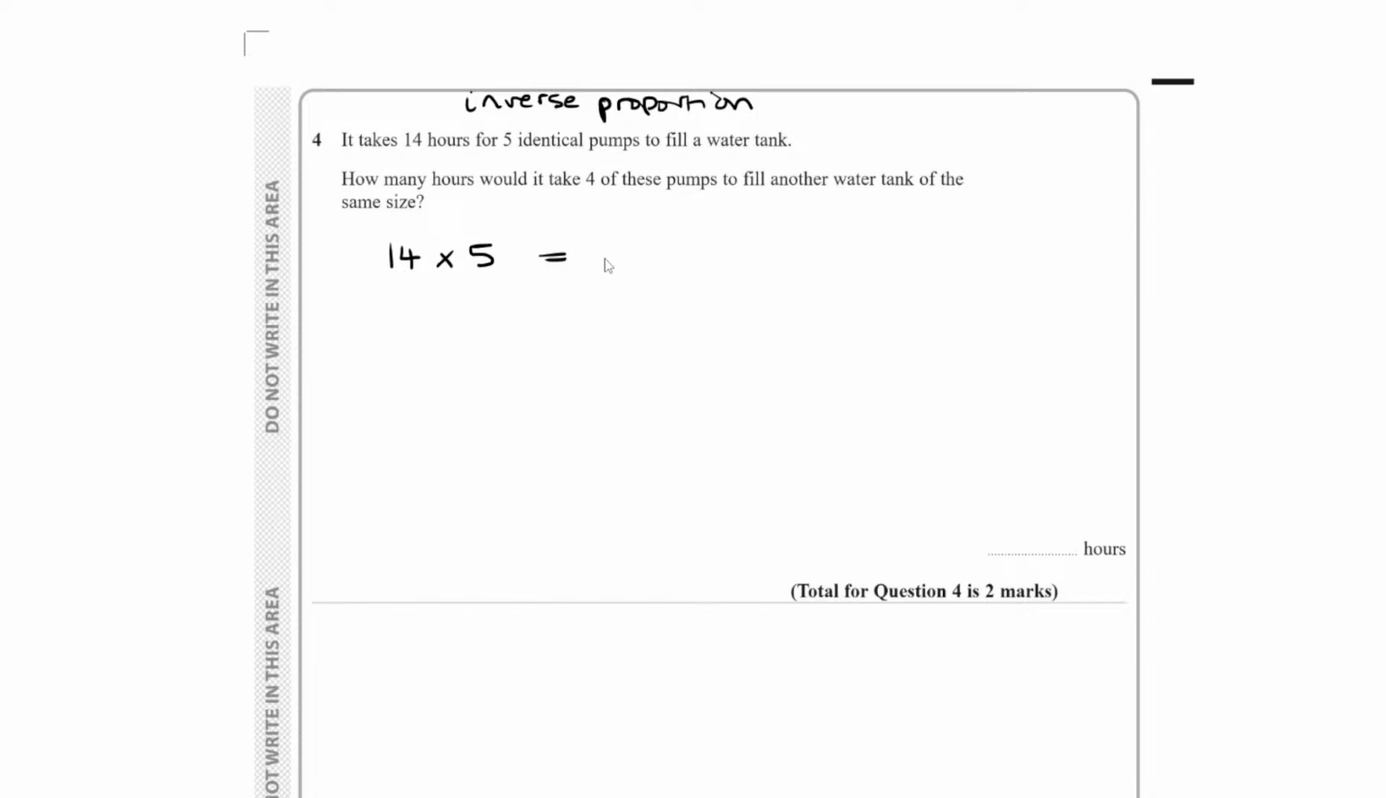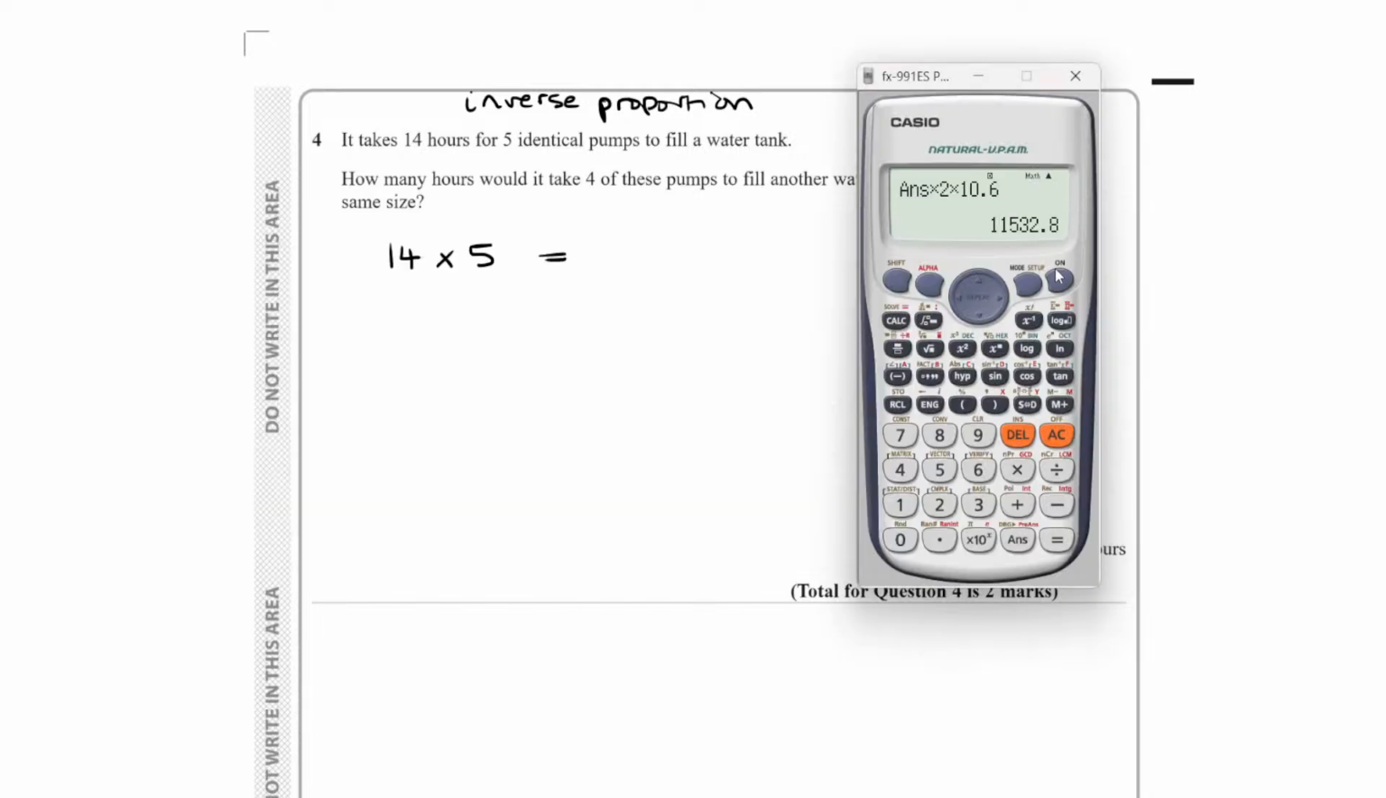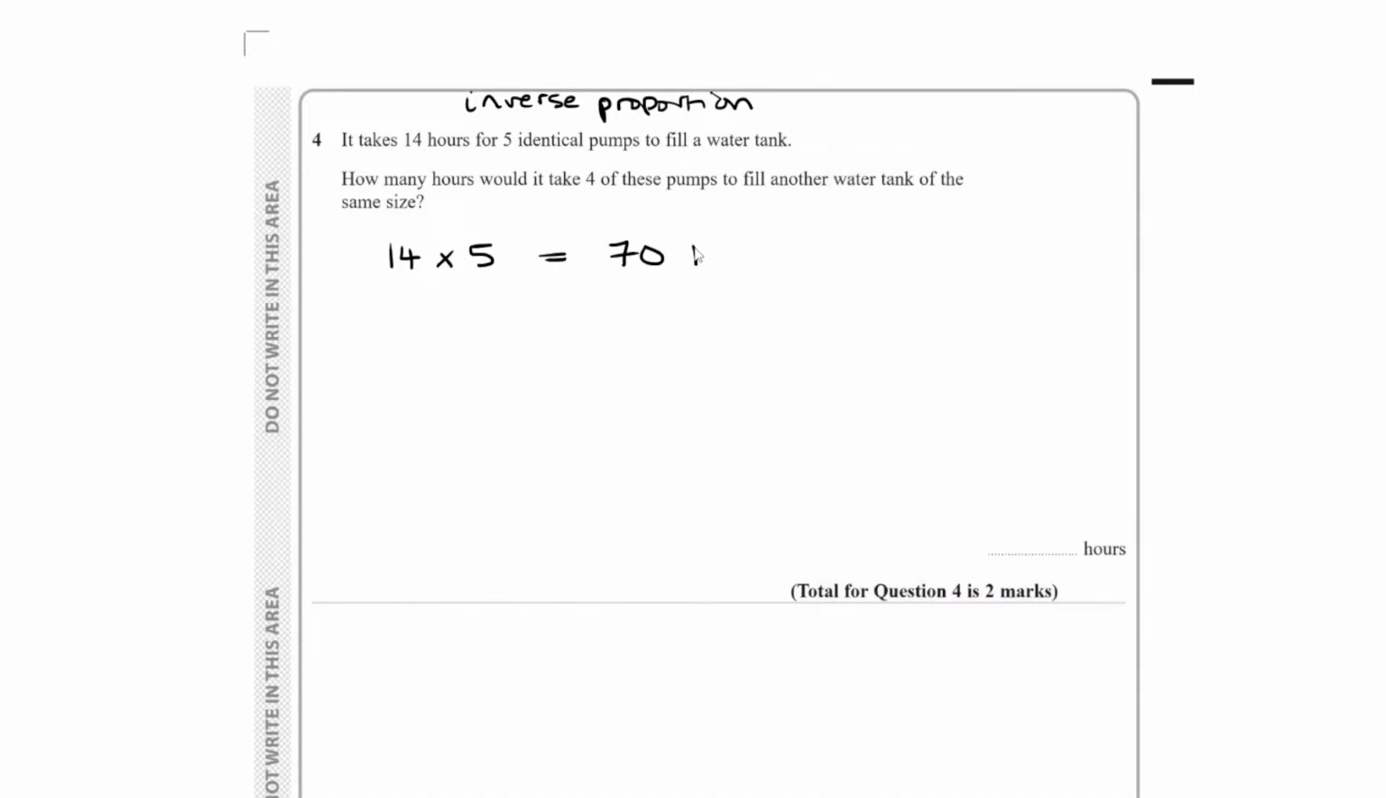So multiply that, if I get my calculator, 14 times 5 is 70. Okay, so 70 hours, which is obviously longer than the 14, isn't it? It's 5 times as long. So that's 70 hours for one pump. Then we can look at the number of pumps they actually have. They've said, how many hours would it take for 4 pumps? So it's 4 of the same pumps.